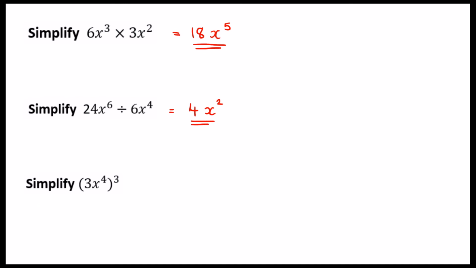In this final example, I'm finding a power of a power. So I'm going to start off by taking the cubed and applying it to the 3 at the front. I know that 3 cubed is 27, and if I have x to the power of 4 and I cube it, or take a power of a power, I multiply the two numbers together. So this is going to give me x to the power of 12, and that would be my final answer.